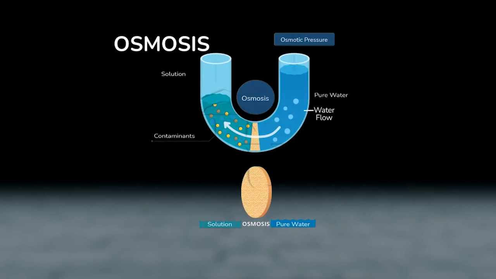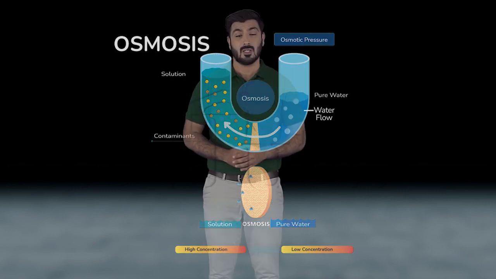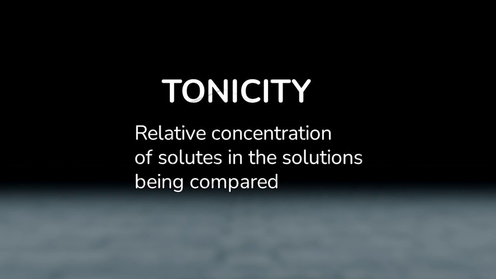Alright, now, let's discuss osmosis. This too is a kind of passive transport during which water, specifically water, moves from areas where solutes are less in concentration to areas where they are in a higher concentration through a semi-permeable membrane. This is best understood if we understand what tonicity means. Tonicity basically means relative concentration of solutes in the solutions being compared.